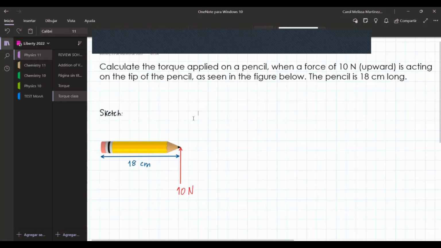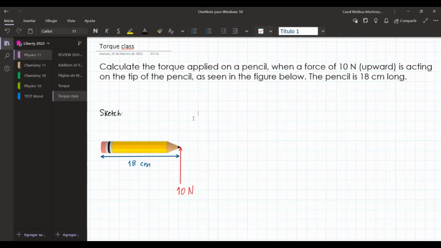Okay, so this is what we have. We have the sketch, we have the pencil, and we know that the force applied is 10 Newton upward. Now, what else do we need to know? We need to know where the pivot is. So consider that the pencil is being held from the eraser part. This is going to be the pivot or the axis of rotation point or the hinge.